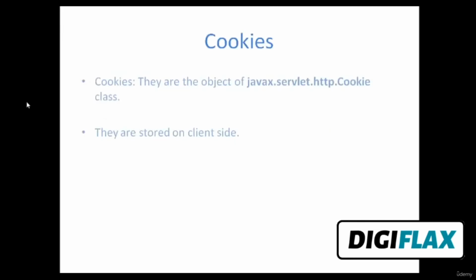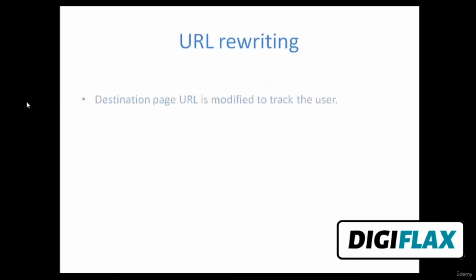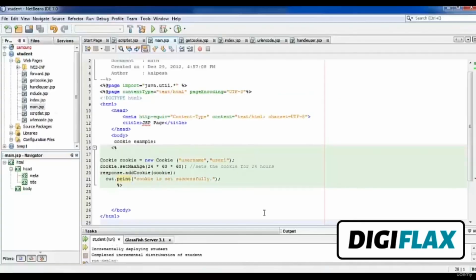Cookies, they are the object of javax.servlet.http.Cookie class. They are stored on client side. URL rewriting. In URL rewriting, destination page URL is modified to track the user.